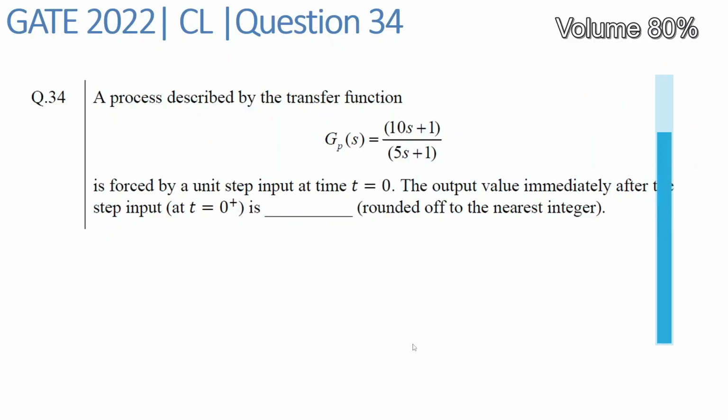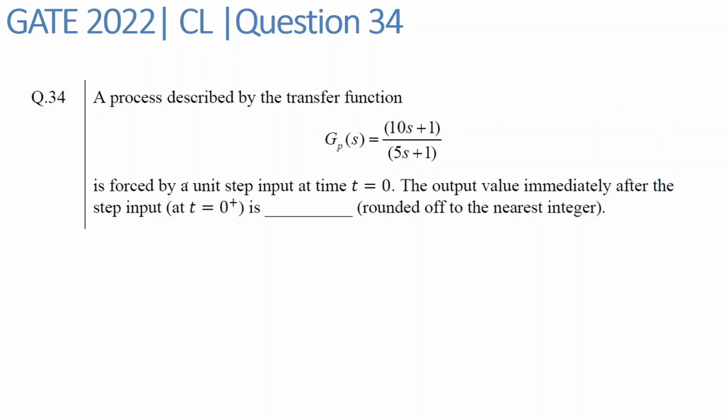Hello everyone, we are solving question 34 of GATE 2022 chemical engineering paper, and the topic is instrumentation and process control. The question is: a process described by the transfer function Gp(s) = (10s + 1)/(5s + 1) is forced by a unit step input at time t = 0. The output value immediately after the step input, that is at t = 0, is dash.